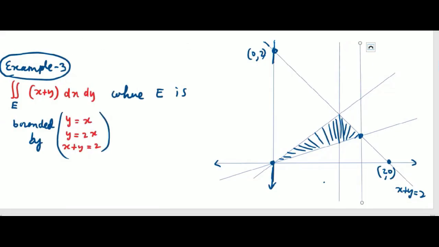Before drawing, initially you have to start this way. dx, x will be between 0 and here x will be the point of intersection we need to find, right? Here x plus y is 2, and what is this line? y is x, right? So 1, 1. So x is 1. Initially you have to set the limit like this. Then you know that you have still another problem.